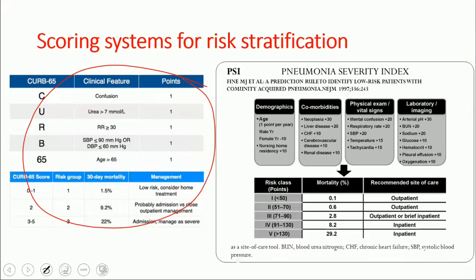So for example, comorbidities, right? And also things like acidic arterial pH, right? Presence of high blood urea nitrogen, right?